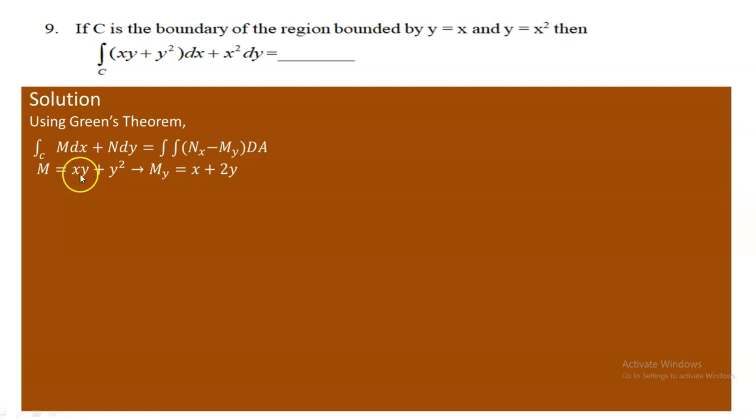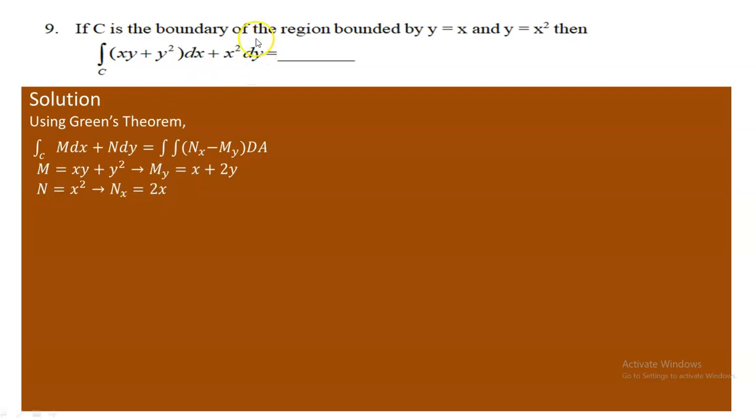Your M is, as I said, directly taken from this one. It is xy plus y squared, and from this you are supposed to calculate M_y because it's used here. M_y is the partial derivative of M with respect to y, so it's going to be x plus 2y. Your N is the coefficient of dy, so it is x squared, as you see. So the partial derivative of N with respect to x comes to be 2x.